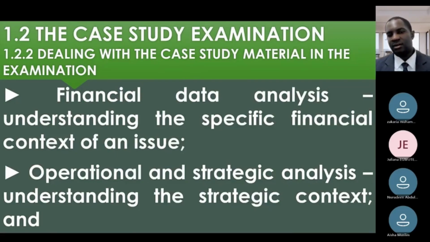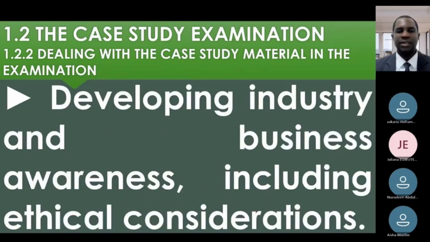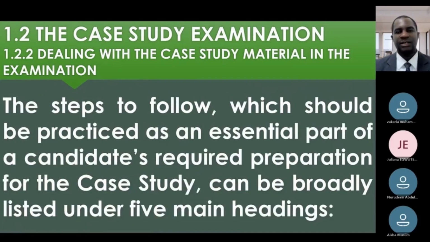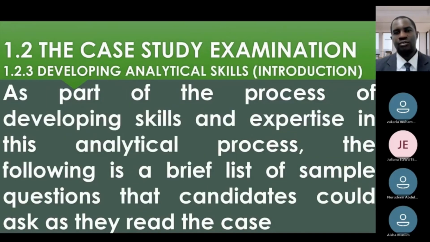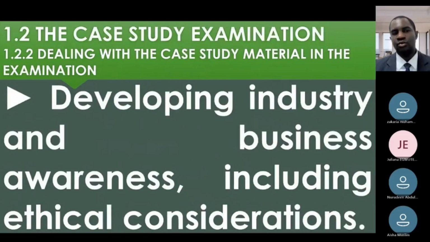You understand the non-financial data structured around IFRS, the SCI, the SFP, and the SCF within the context of the case. Then operational and strategic analysis, understanding the strategic context, which is number 4. Then number 5, you develop industry and business awareness, your acumen, and also include ethical considerations. What are the key infringements, the challenges, the critical matters in the case? So these 5 skills are very important. They are very good steps to be able to profile or write a good report.